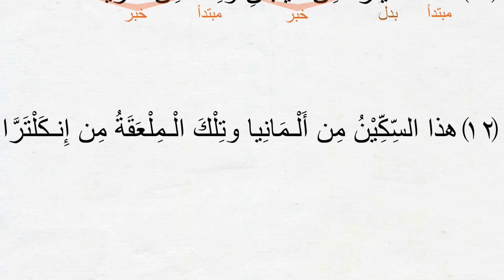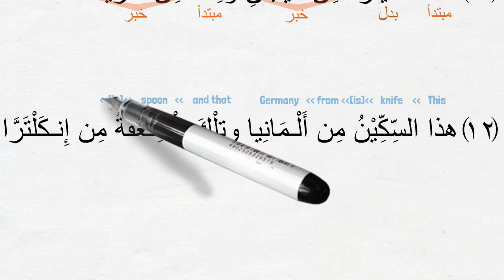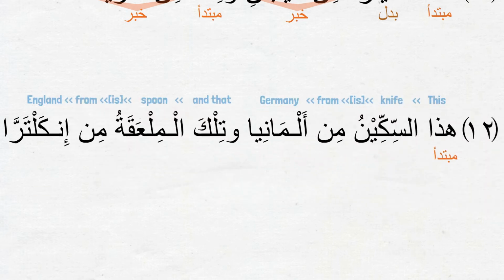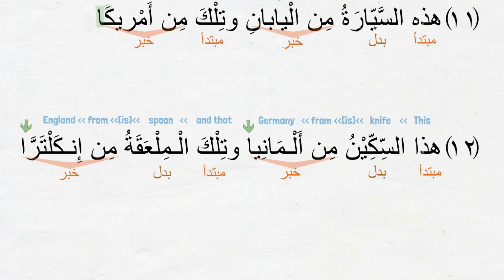And the final sentence of the exercise is also similar in structure. هذا السكين من ألمانيا وتلك الملعقة من إنجلترا. Here هذا is the مبتدا, من ألمانيا is خبر شبه جملة, السكين is the badal for هذا in the first sentence. In the second sentence, تلك is the مبتدا, الملعقة is its badal, and من إنجلترا is the شبه جملة type خبر. Notice both country names Almania and Inkaltara are coming as majrur here, but because they both end with alif or elongated a sound, they cannot take kasra even in majrur state.